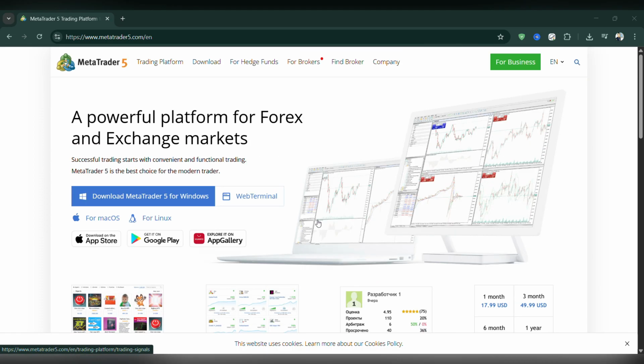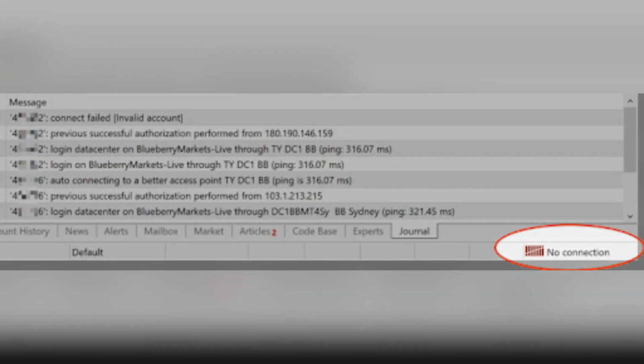Let's jump right in. Before we start troubleshooting, let's quickly recap what MT5 actually is. MetaTrader 5 is one of the most popular trading platforms used by traders all over the world. It's the upgraded version of MT4 and was developed by MetaQuotes Software. MT5 supports not only Forex, but also commodities, futures, and equities. It offers powerful charting tools, a customizable interface, and automated trading through expert advisors, also known as EAs.